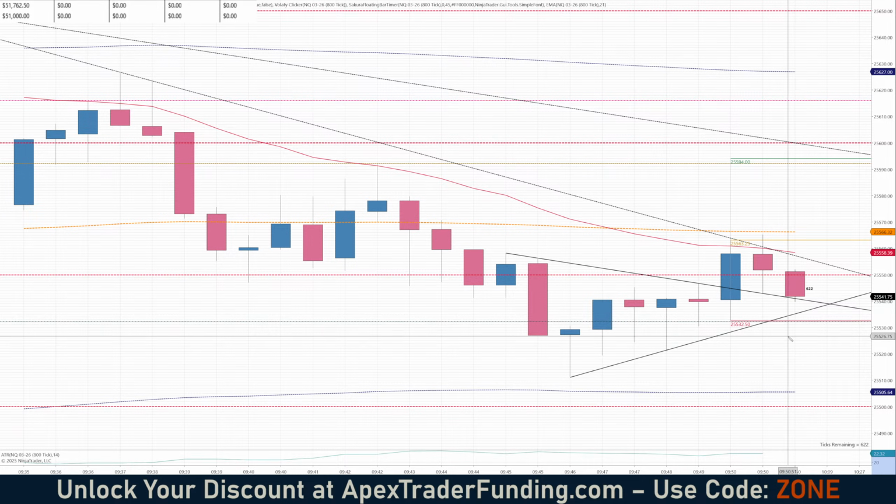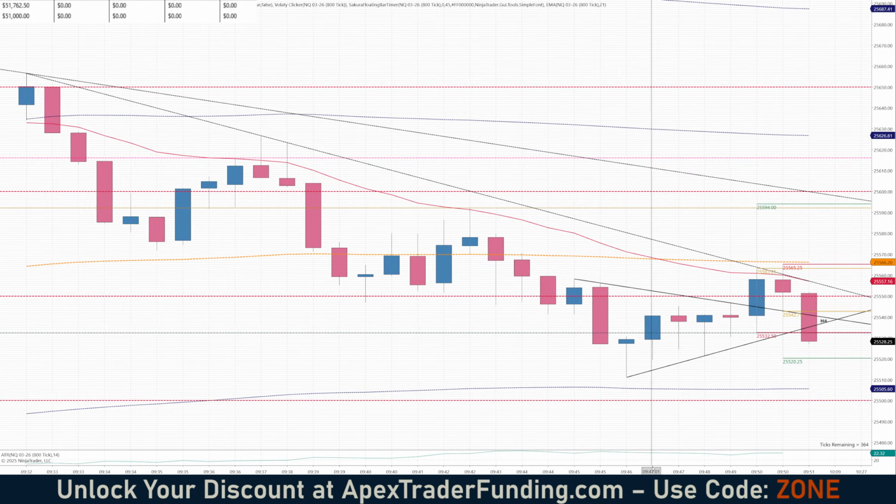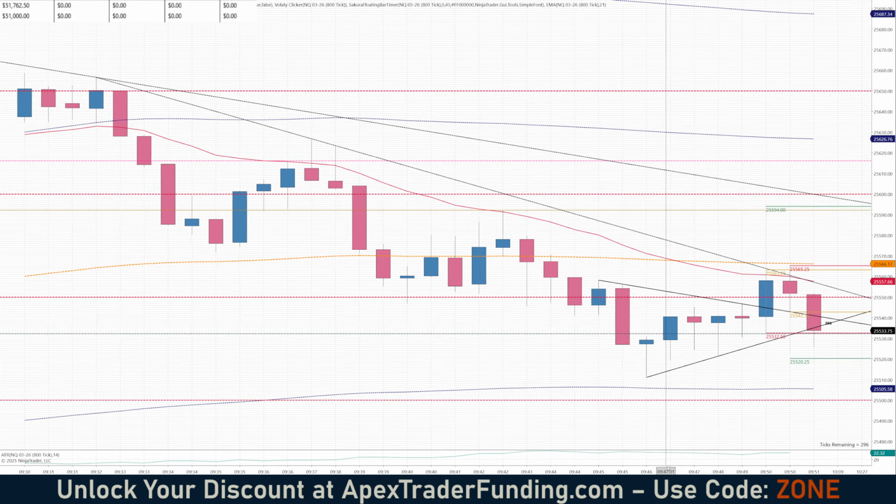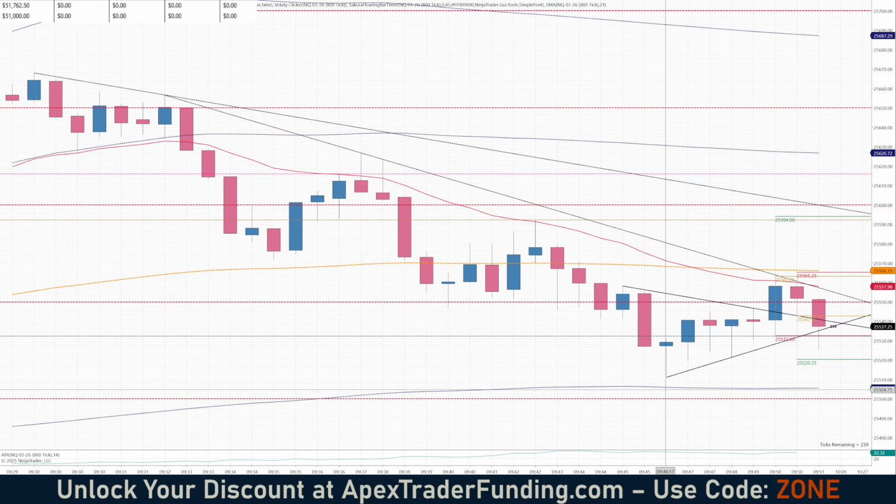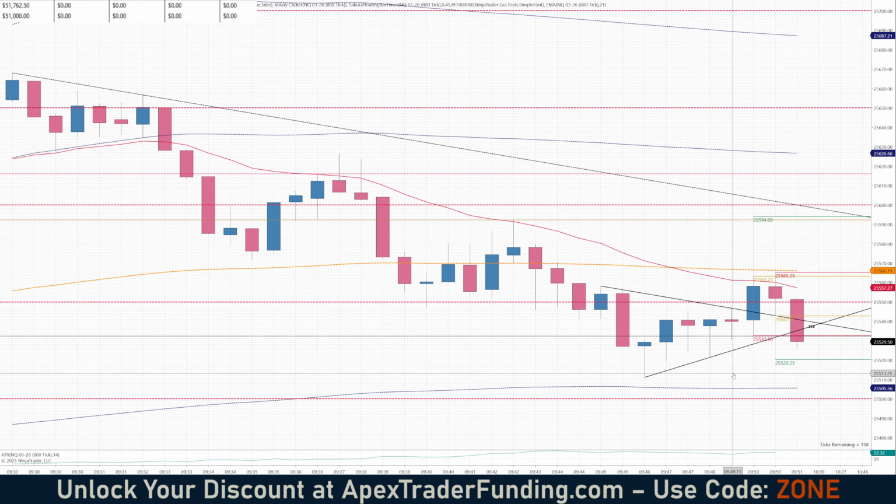This is technically a bearish signal as well. Yeah, none of the setups today have been very good. Again, we're going to be really patient. We're going to delete this line. And we are going to draw this line instead.